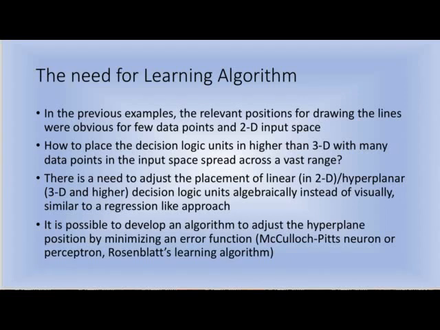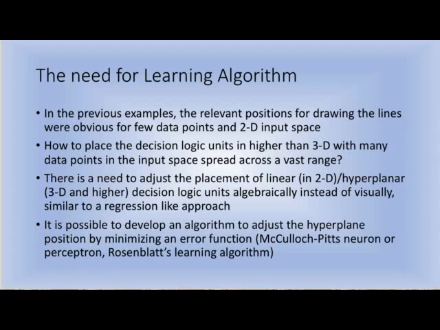Now, to do that, we can use an algorithm similar to linear regression. But linear regression tries to place a hyperplane for a given set of points such that the hyperplane is closest to the given set of points, and is closest to most of the points.